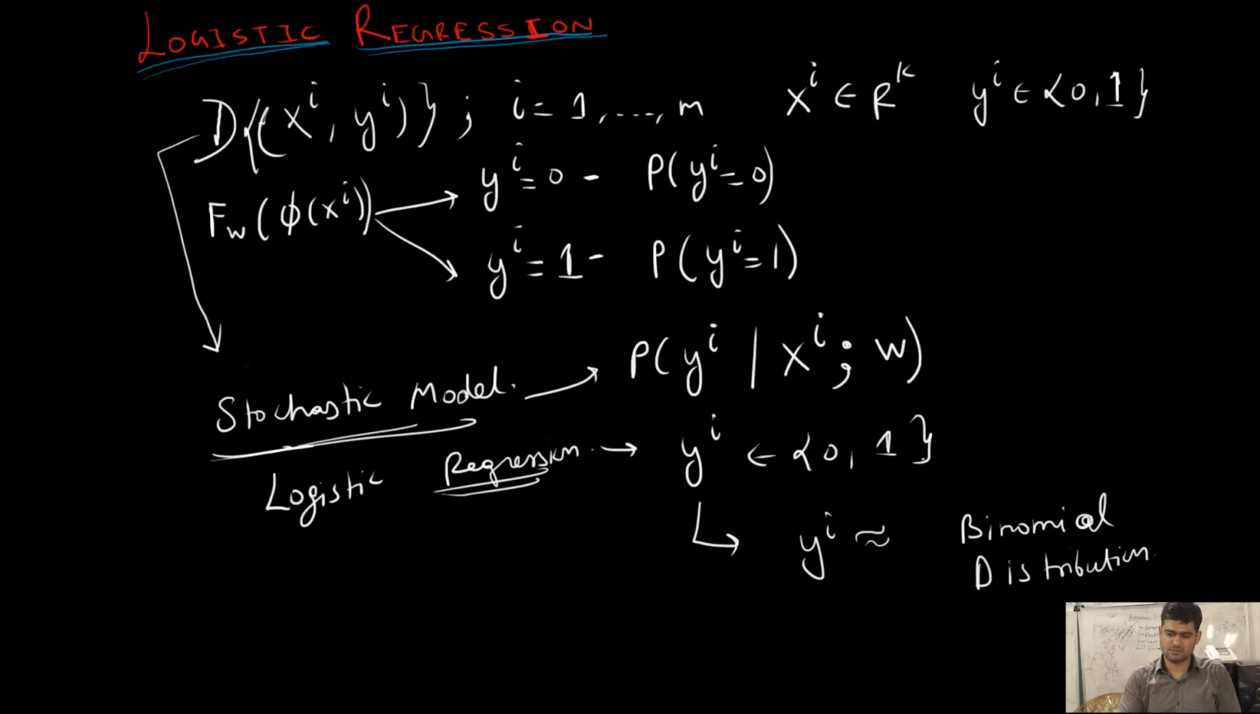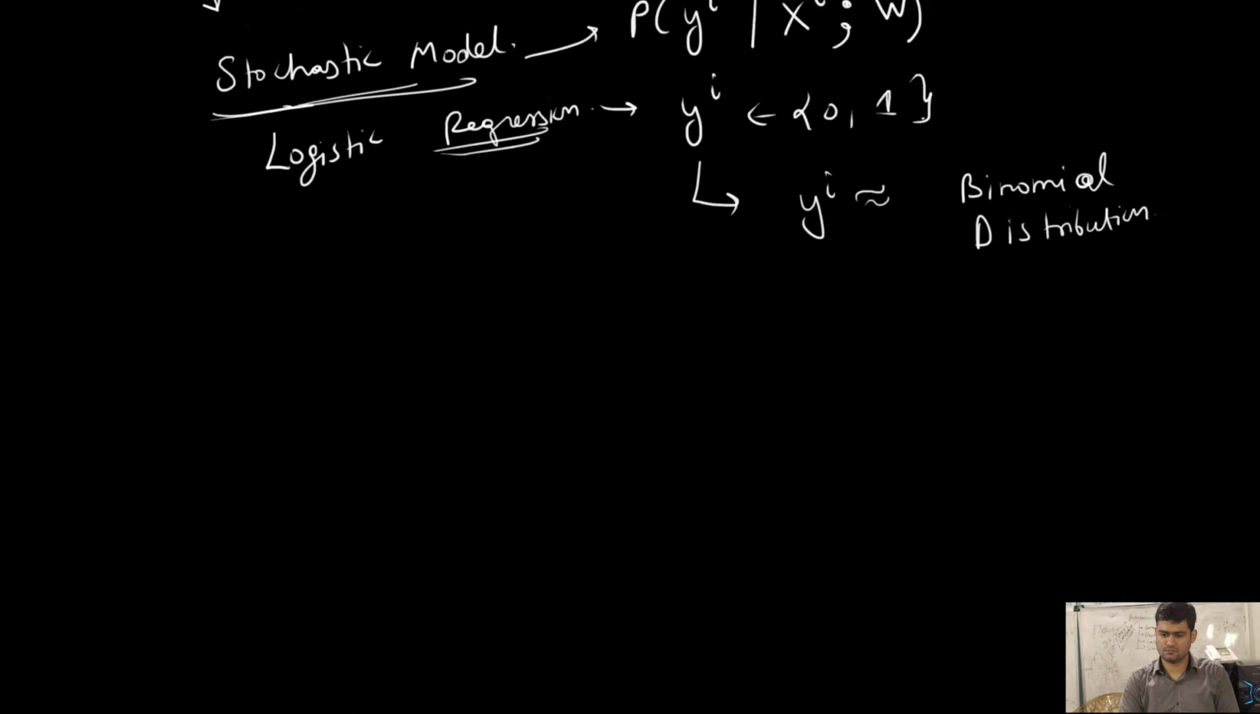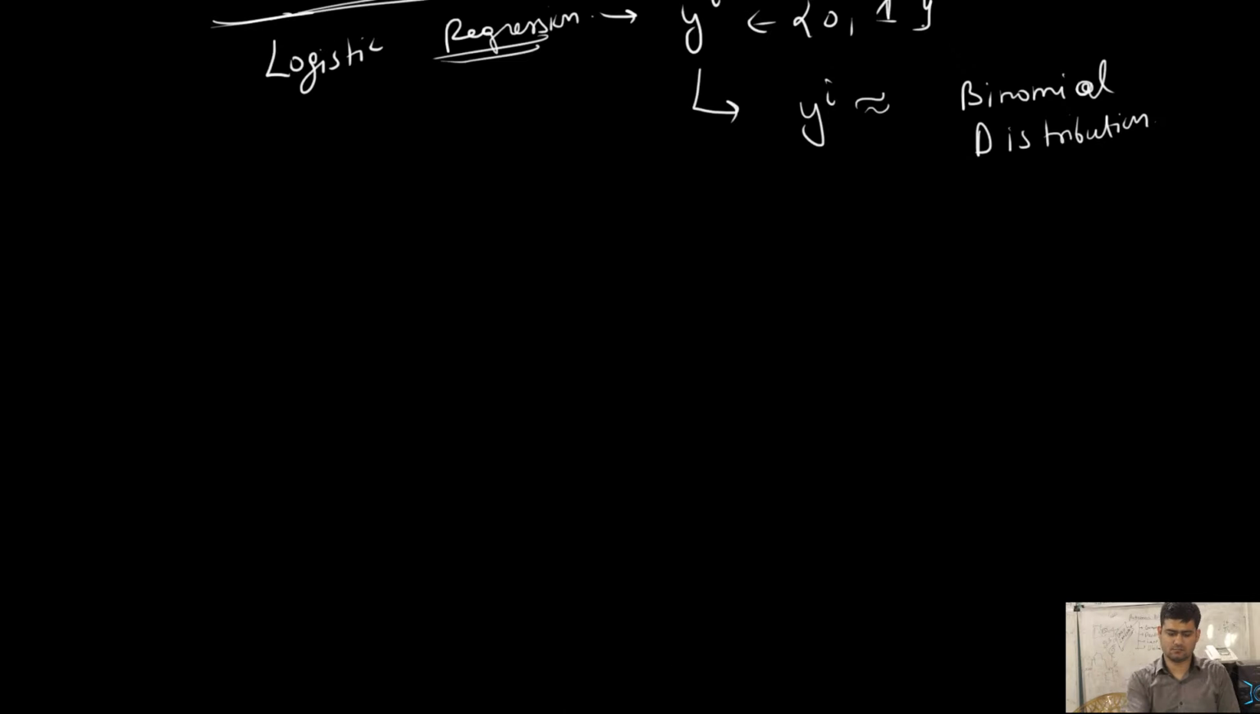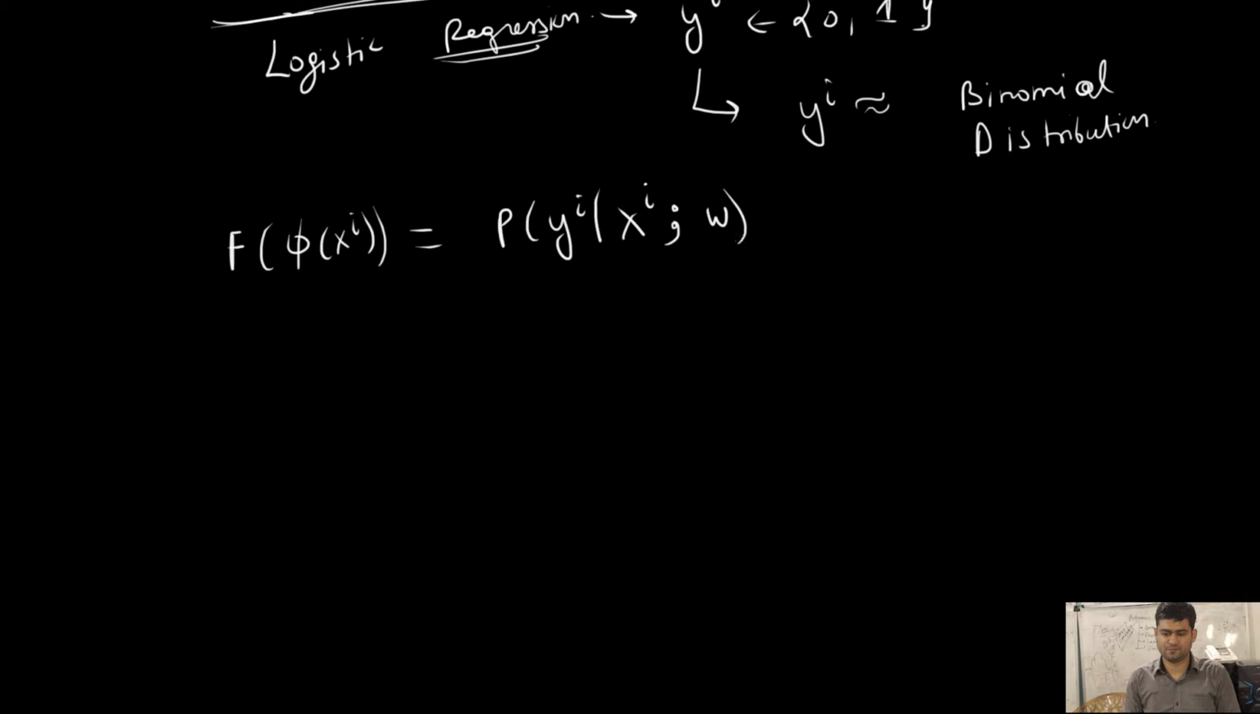So to summarize, we are going to learn the functional mapping on some phi of xi, which outputs the conditional probability of yi given the input xi and some parameter w. So this y is not conditioned on w, the w is just a parameterization for this conditional probability distribution.